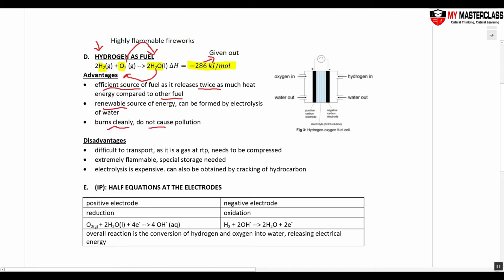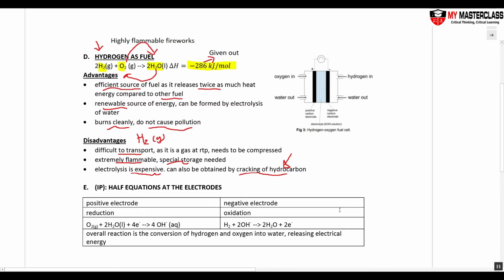The disadvantages: it's difficult to transport. By now we know H2 is a gas, so it needs to be compressed. It is highly flammable, so it needs special storage. And electrolysis is actually quite expensive. Hydrogen can also be obtained by cracking of hydrocarbons. In organic chemistry, we will learn that we can obtain hydrogen gas by cracking of hydrocarbons.